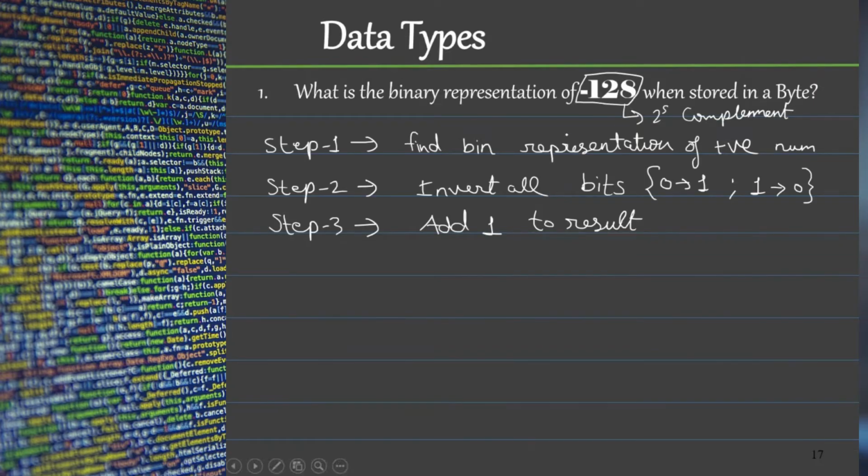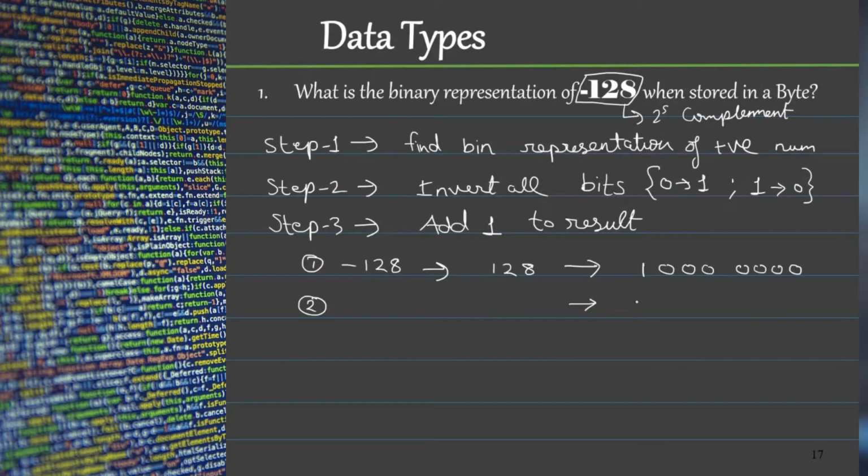So we are taking the example of minus 128. First step is to write the binary representation of positive 128, and that is very simple: 1 0 0, and again 4 times 0. This is step number 1. 128 is very easy to remember in binary form. Then invert all the bits.